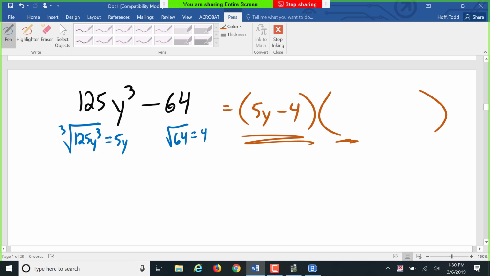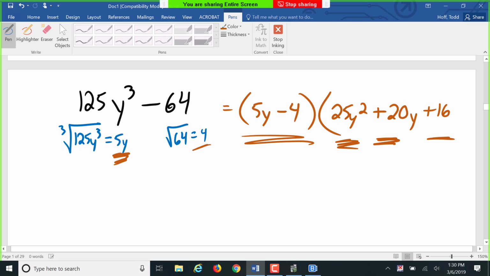And our second factor, what's the first term going to be? 25y squared. Good. We square this one. What's our second term going to be? Plus 20y. We multiply 5y times the 4, which is 20y. And our last term? Plus 16. So we got 5y minus 4 times 25y squared plus 20y plus 16.